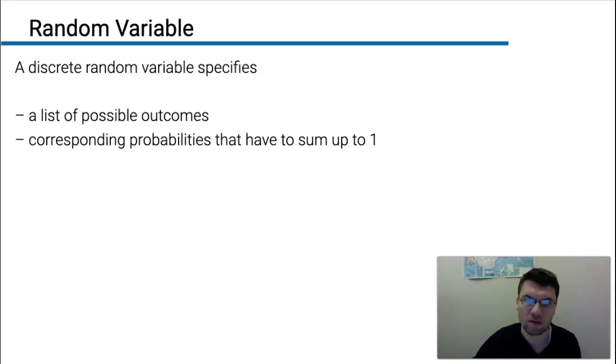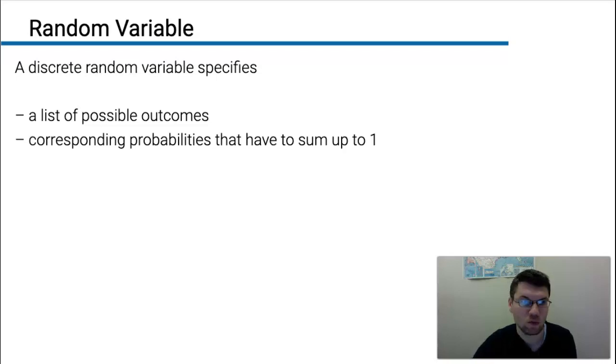Basically, to specify a discrete random variable, you need a list of two things. First of all, you need to list possible outcomes of that random variable, basically what values it can possibly take in the future. And then for each outcome, you need to specify a probability with which that outcome is going to take place. And probabilities for all possible outcomes have to sum up to 1.